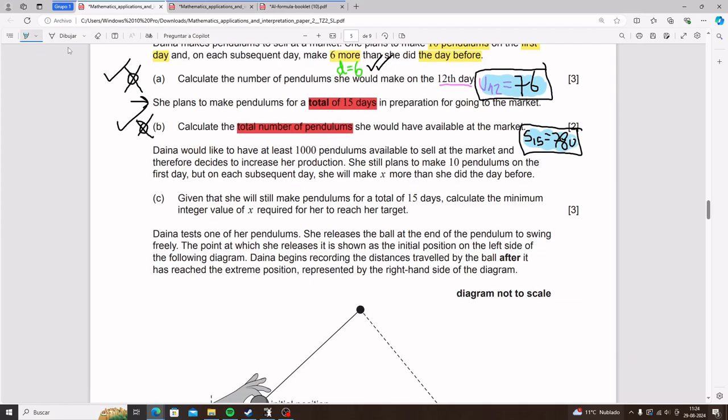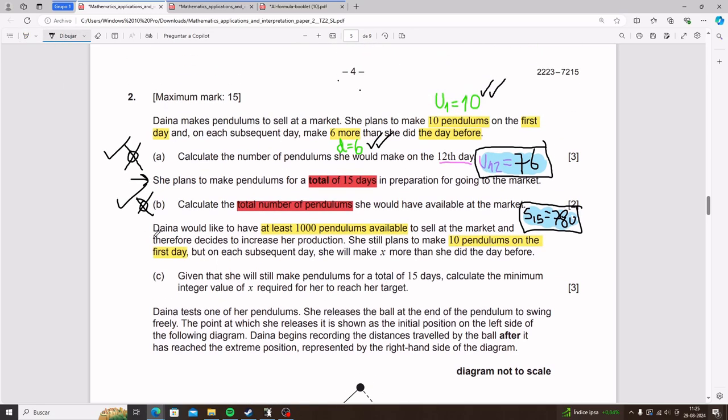We keep on reading and we have that Dinah would like to have, important, at least 1,000 pendulums available to sell at the market and therefore decides to increase her production. She still plans to make 10 pendulums on the first day. So what this is telling you is that you still have that U1 is 10.